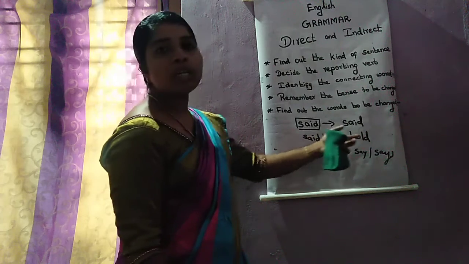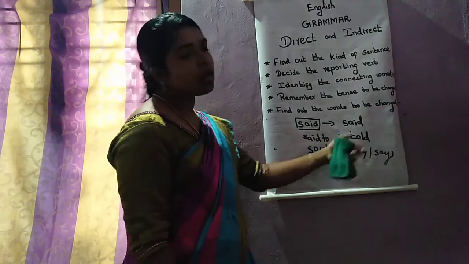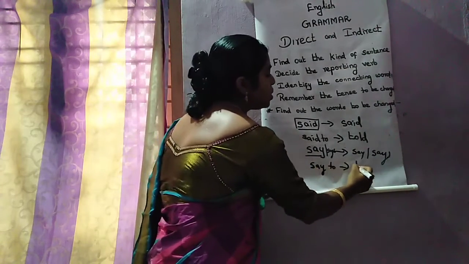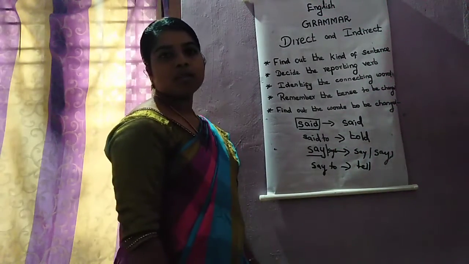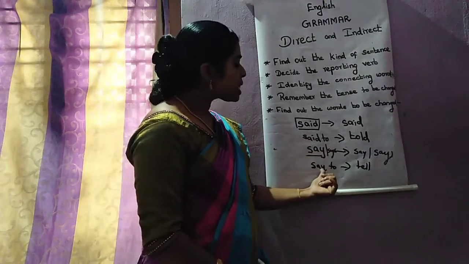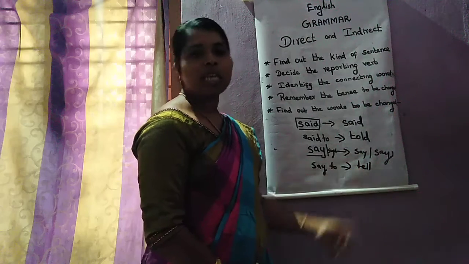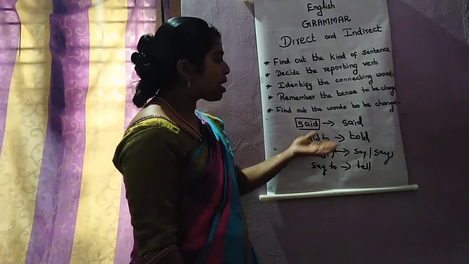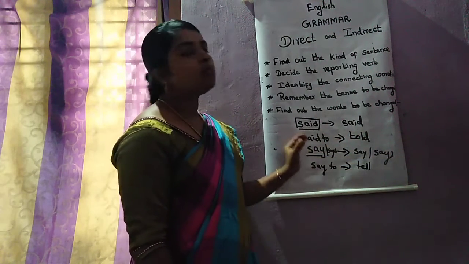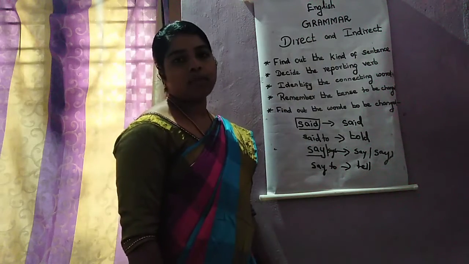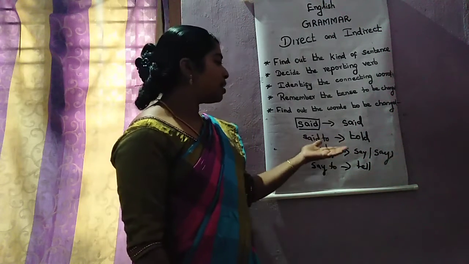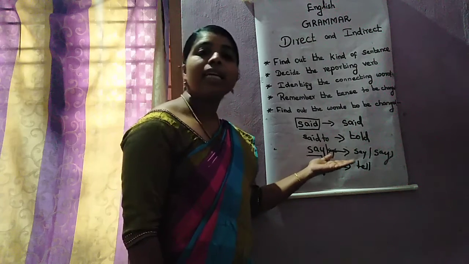Said, said. Said to will change into told. Says or say remain the same. If it is say to, it will change into tell. Got it? Said to is past tense, so only we are using the word told here. Say to, okay, present tense, so tell. But if it is said or say, there is no change. Got it, ma? Usually this reporting verb will come in the declarative sentence. Okay, keep in mind, declarative sentence. He said, he told, like that we can use that. Okay, so that is the declarative sentence.